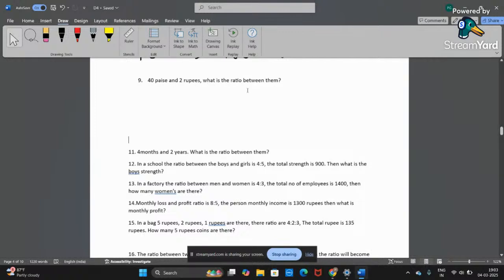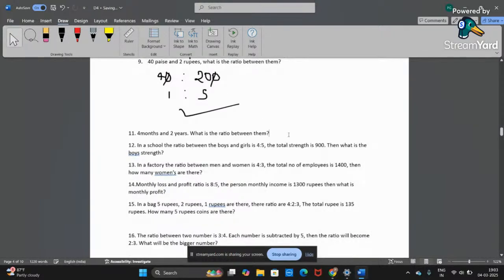40 paisa and 2 rupees, what is the ratio between them? Here it is 40 paise and here it is 2 rupees. First we need to convert the rupees into paise. So 40 paise is to 2 rupees. When we convert into paise, it will become 200 paise, right? So simplify this. 4 ones are 4, 4 fives are 20. The ratio between them is 1 is to 5. Now let's move on to the next one.